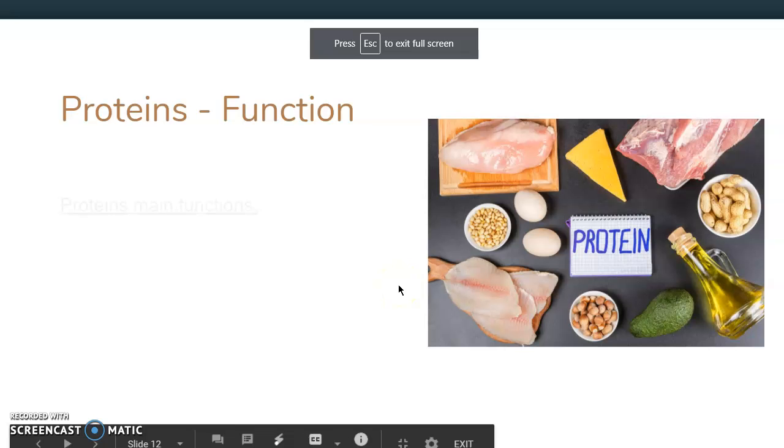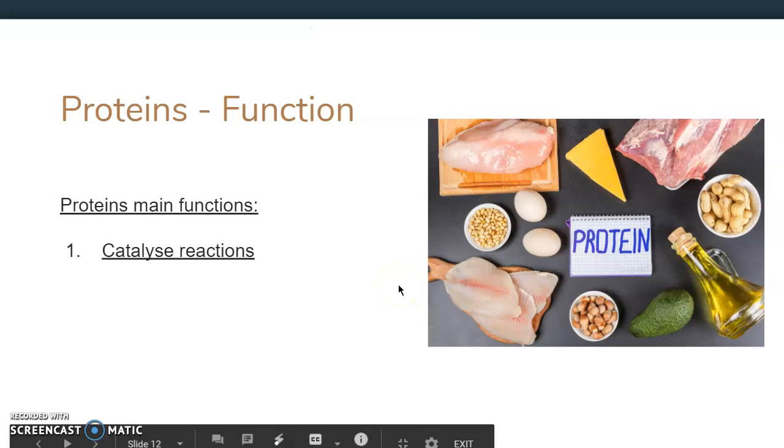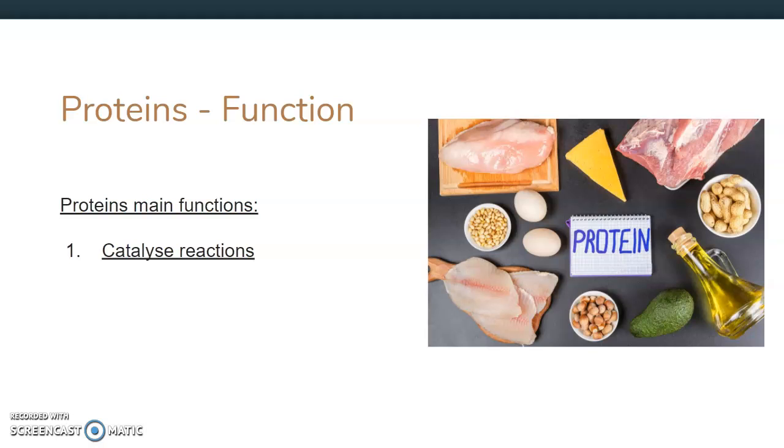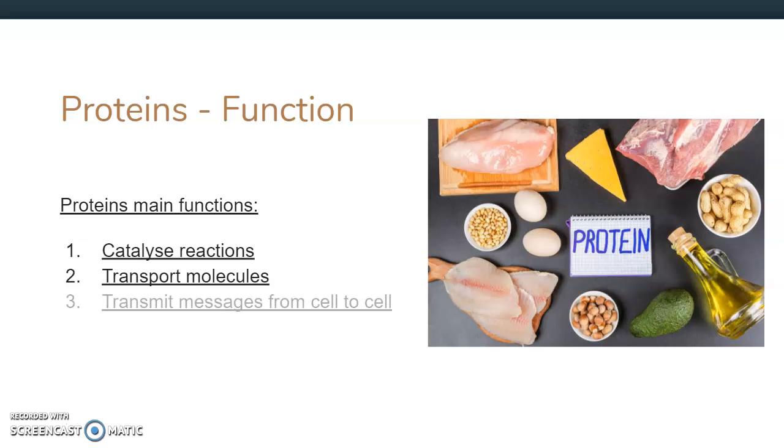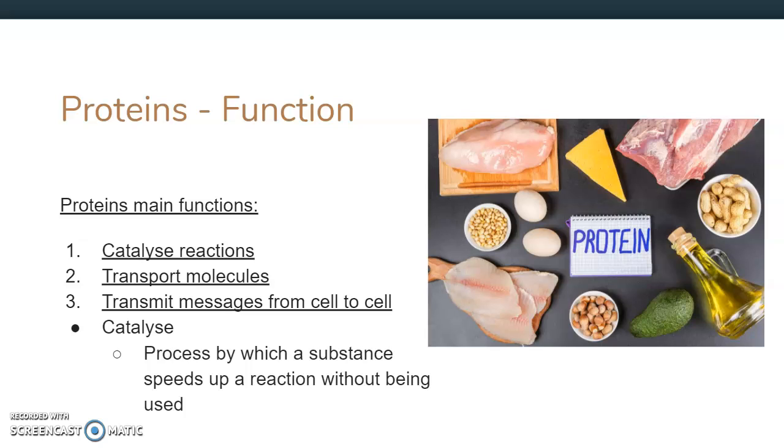There we are. Okay, so proteins, their main functions are to catalyze reactions, which the idea of catalyzing reactions means that we will make the reactions easier to occur, more likely to occur, and will happen without being consumed by the reaction. They can transport molecules, which is very important. They can transmit messages from cell to cell. Oh, here I defined catalyze. So it's a process by which a substance speeds up a reaction without being used.